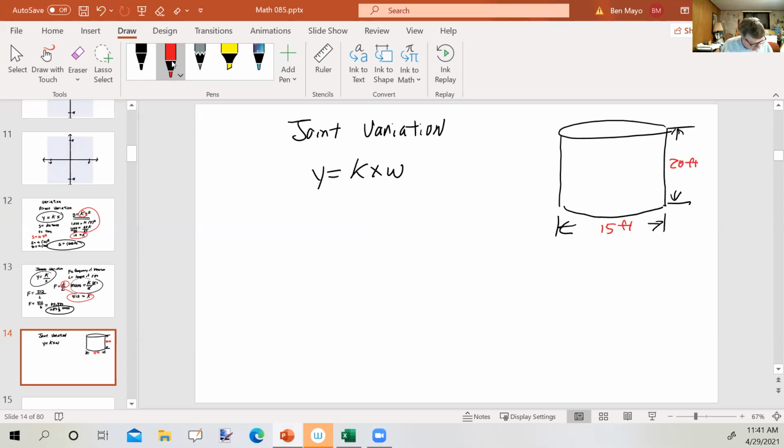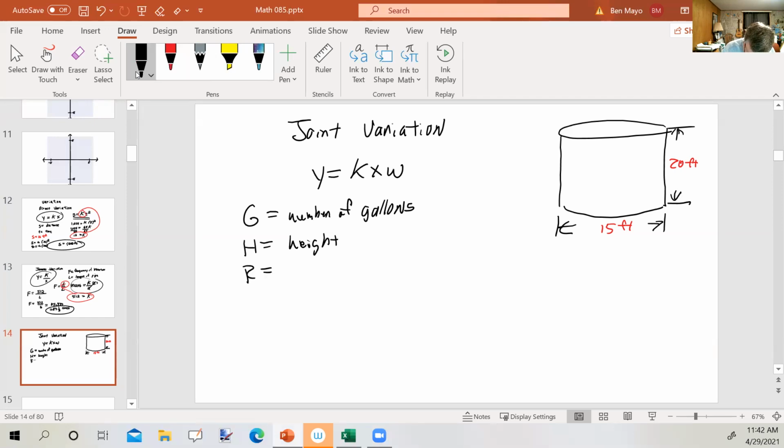It says, the number of gallons of oil that can be stored in a cylindrical tank varies jointly. So we're going to let G equal number of gallons, okay? Varies jointly as the height of the tank. We'll let H equal the height. And the square of the radius of its base, R will be the radius. Okay, so G is the number of gallons, H is the height of the tank, and R is the radius of the base of the tank.